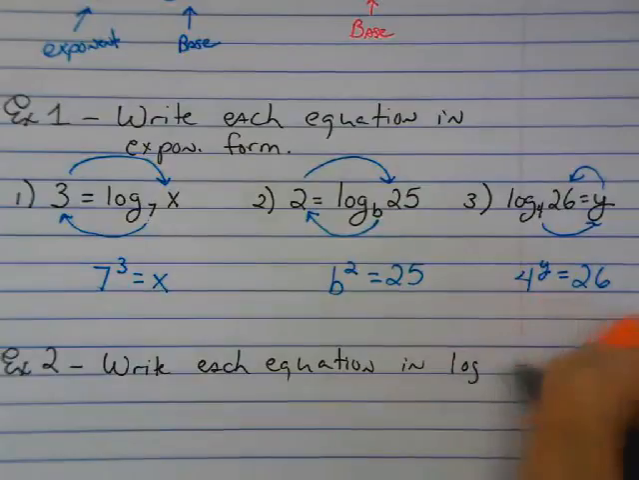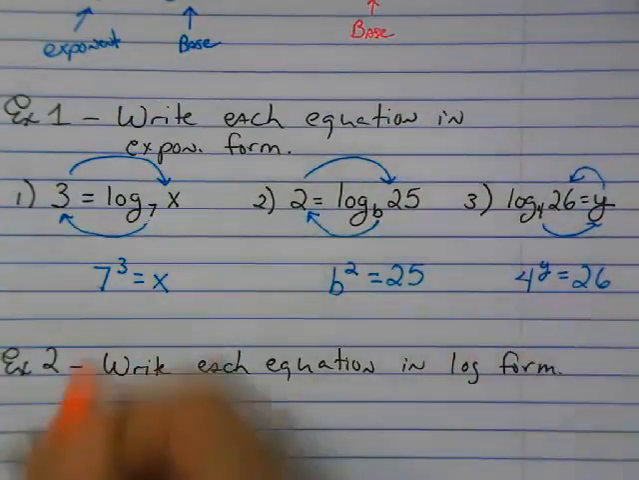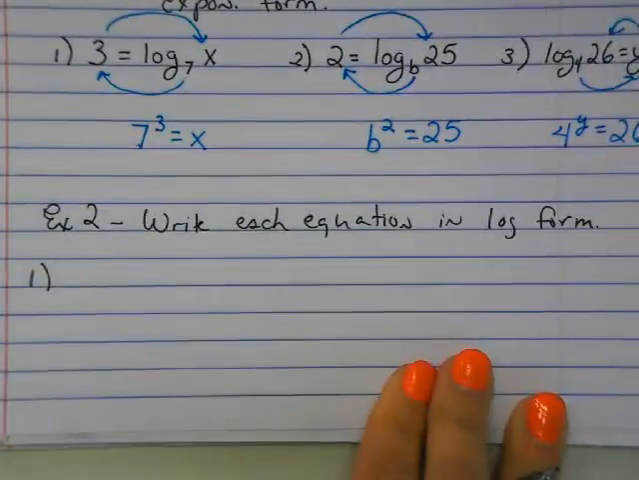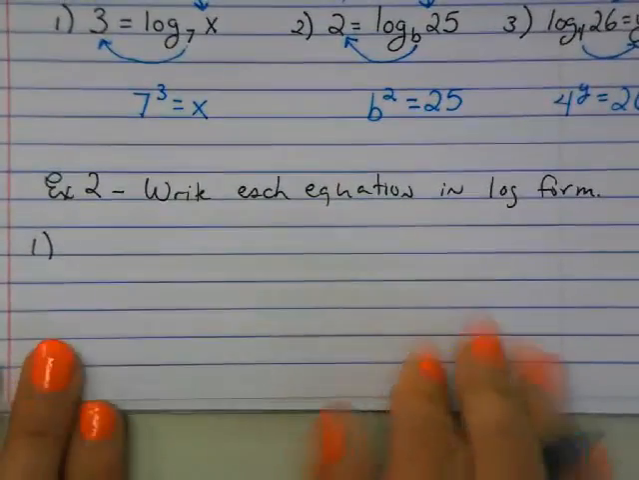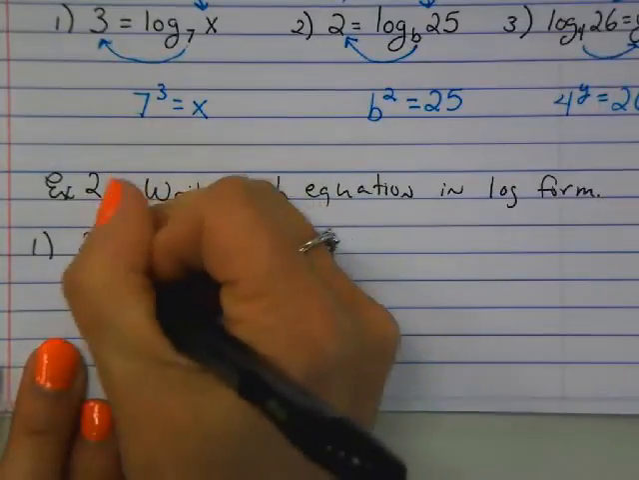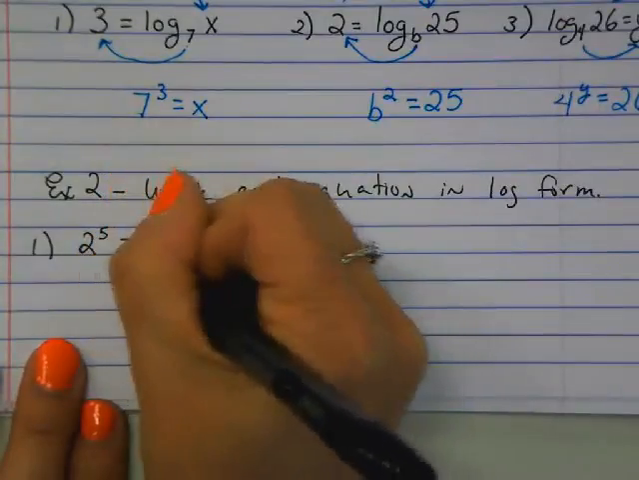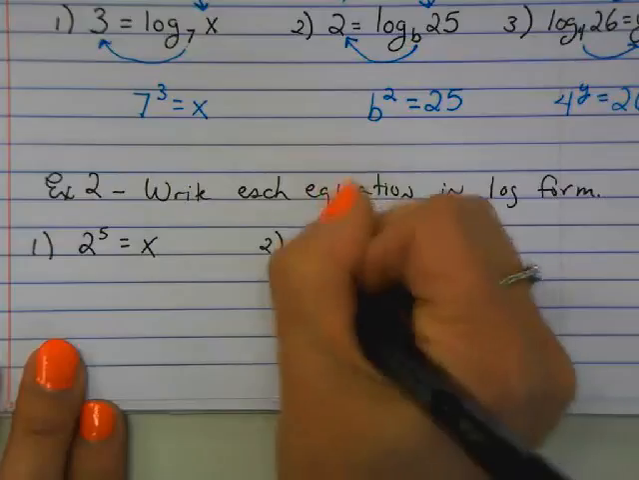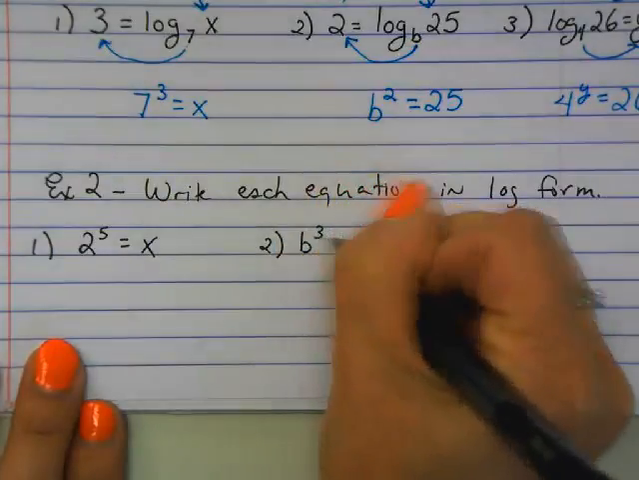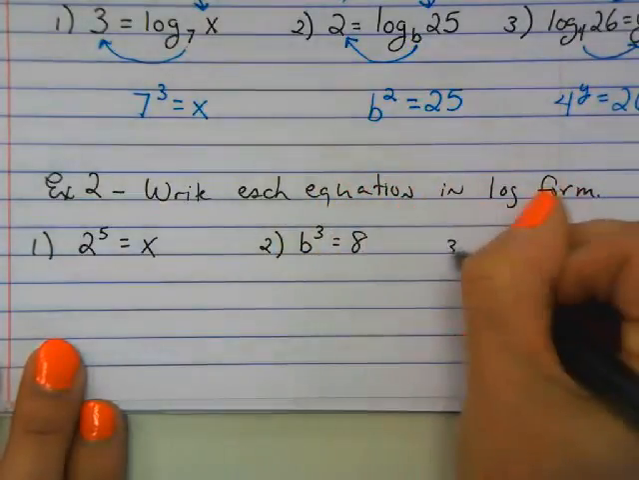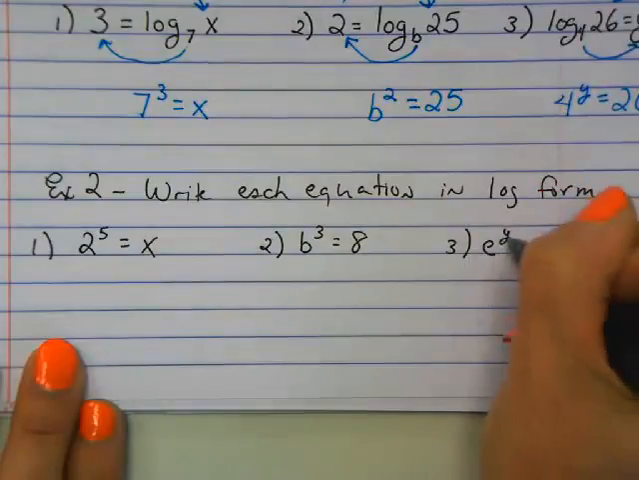Okay, again, let's copy them down first, and then from there we can go ahead and add to it. Alright, so 2 to the 5th power is equal to x. B to the 3rd power is equal to 8. And e to the y power is equal to 33.